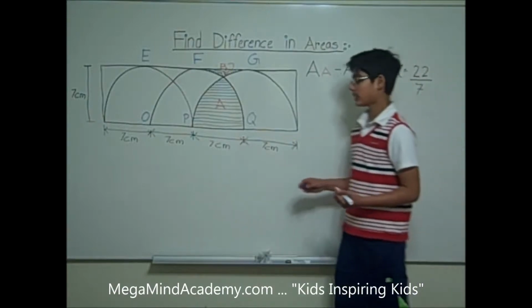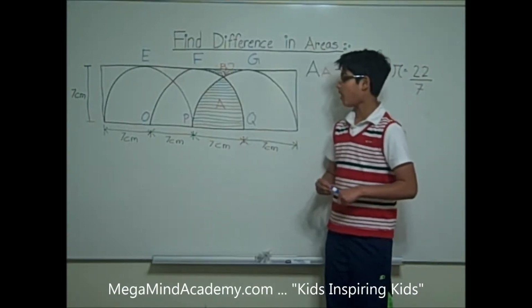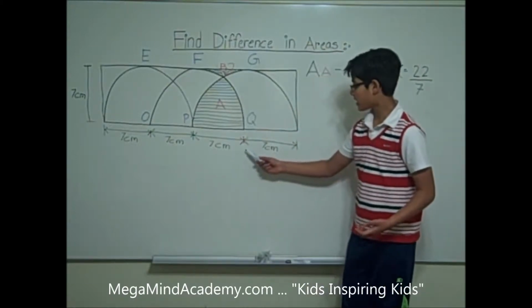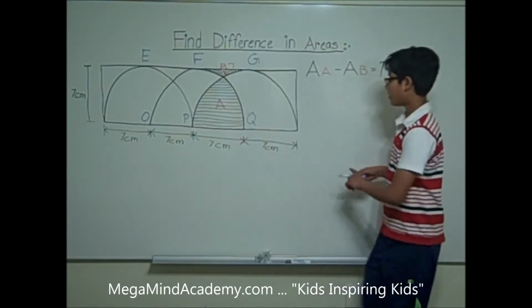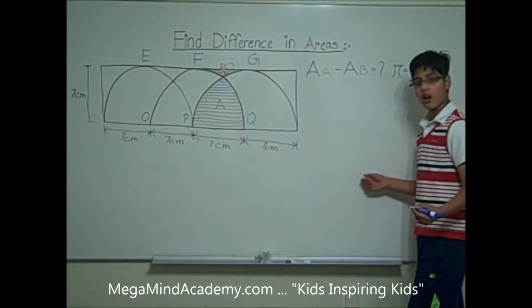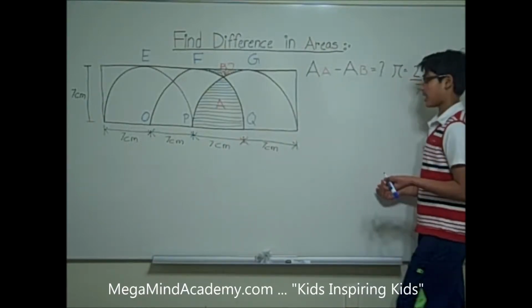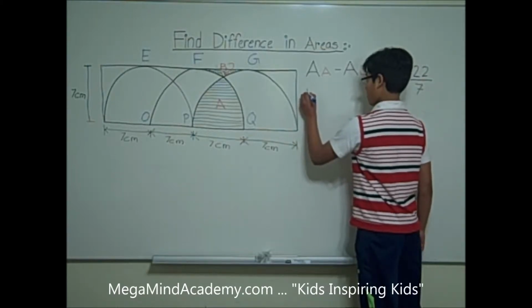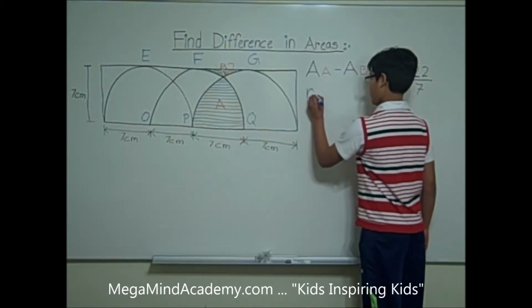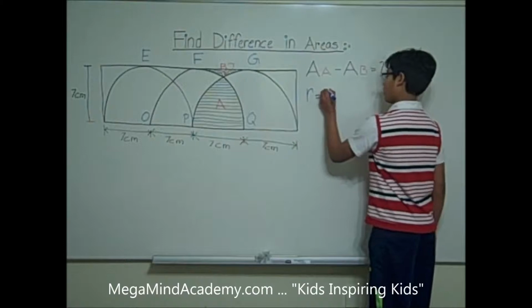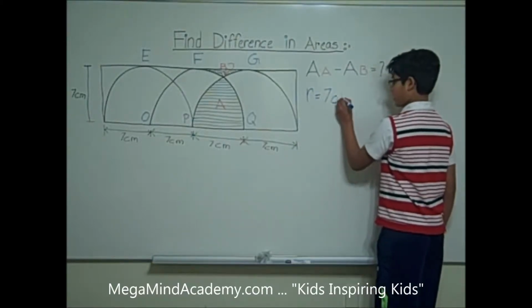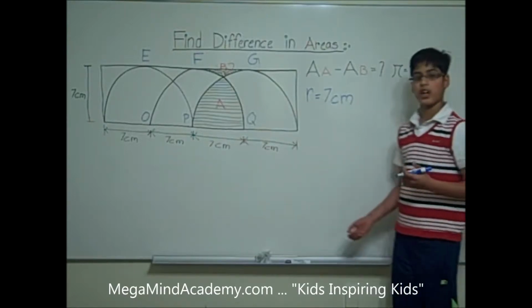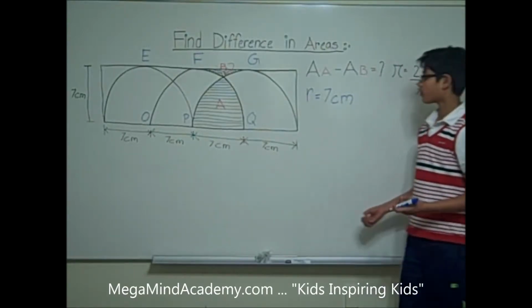We can also see in this problem that all the semicircles have the same radius, which is 7 centimeters. So let's write down that R is equal to 7 centimeters. Now let's start solving this problem.